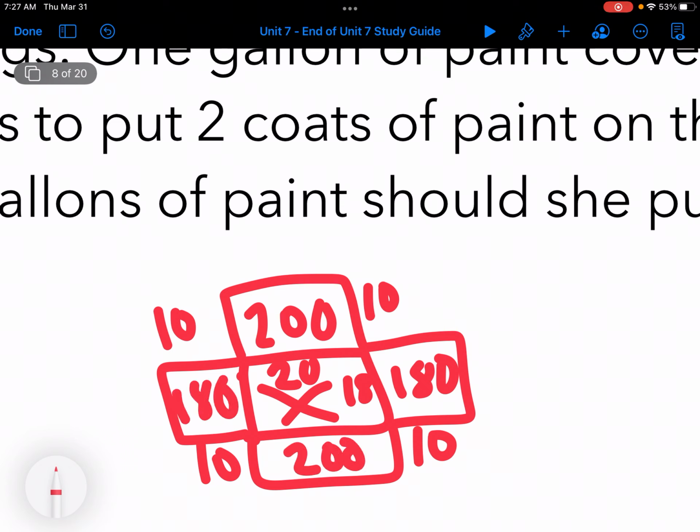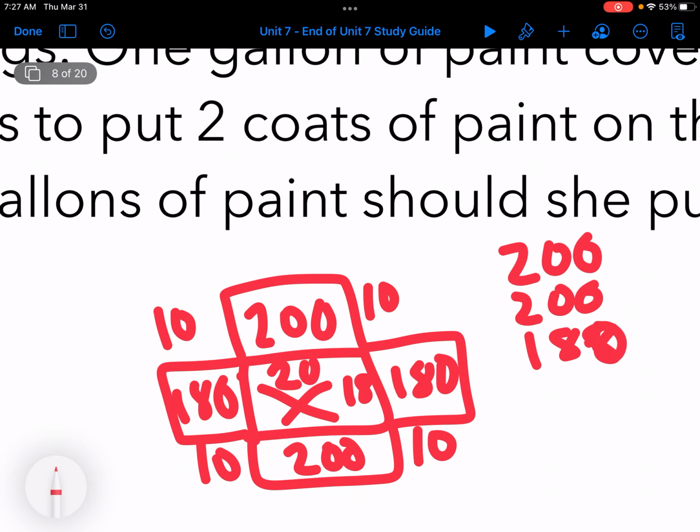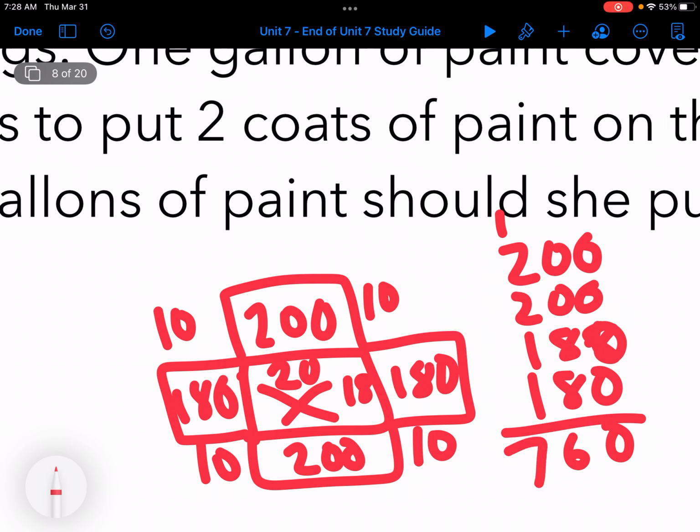Okay, so I'm not painting the ceiling and I'm not painting the floor, so that's why I don't want to do the center or the top. So I'm just doing the walls. So I'm going to add that up. So 200, 200, 180, 180. And I get 2, 4, 6, 7, 760.